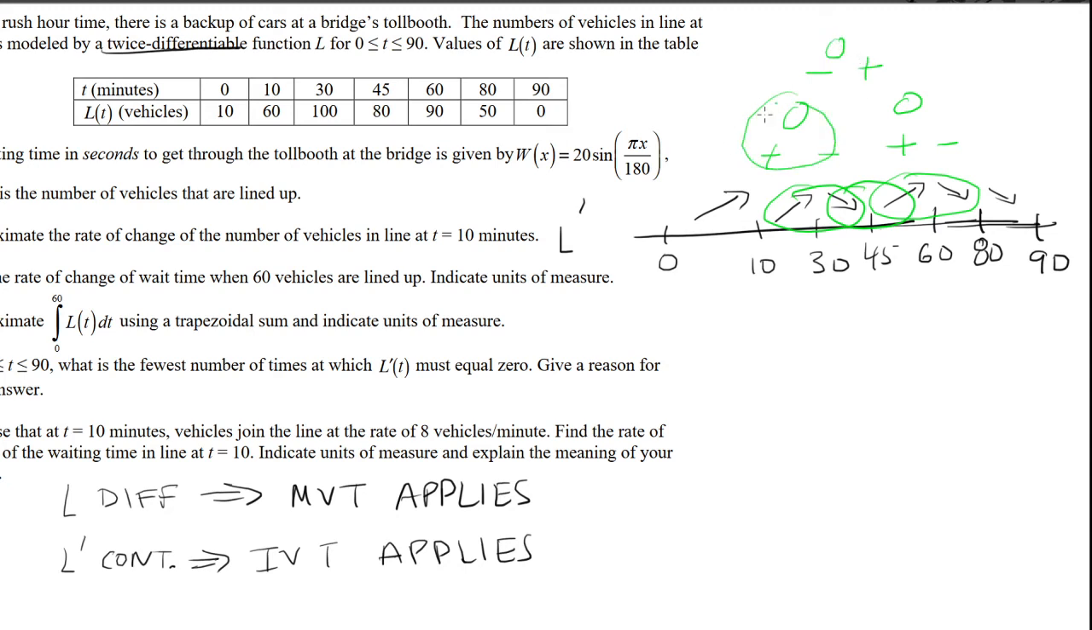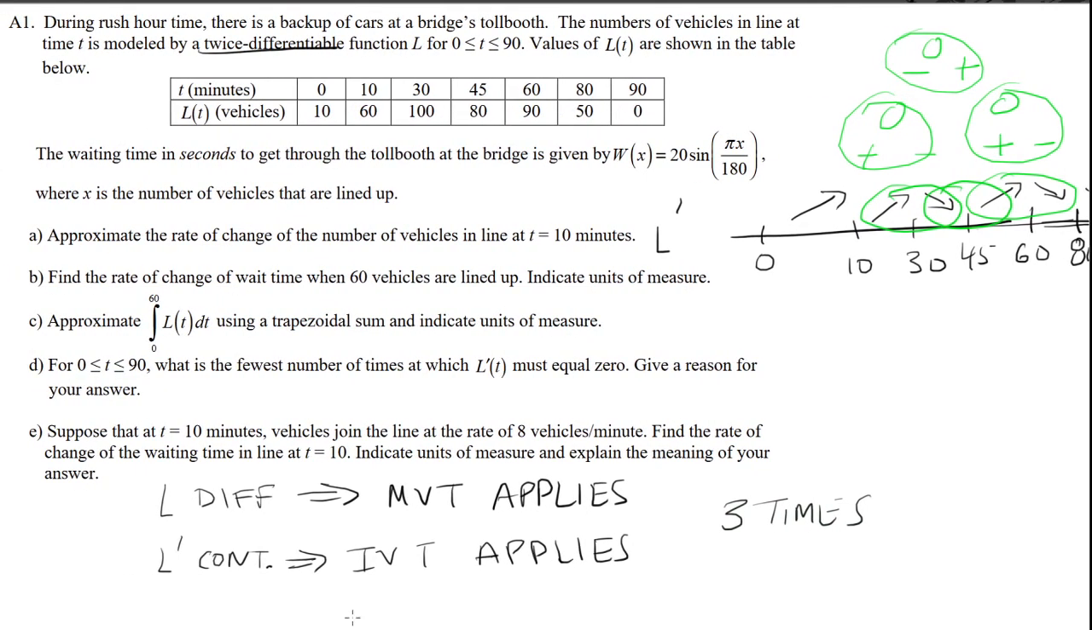So there's 3 cases here. At least 3 cases where the derivative is 0. So the answer would be 3 times. So it's at least 0 for 3 times, for 3 values. Okay, so you want to make sure you mention these 2. These are critical to answering this problem.